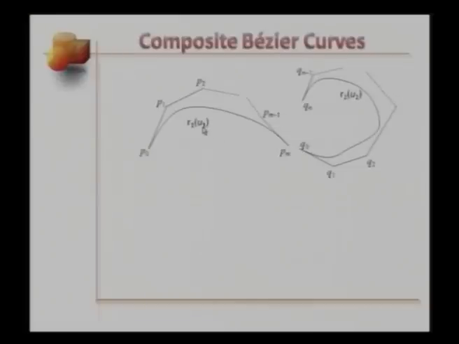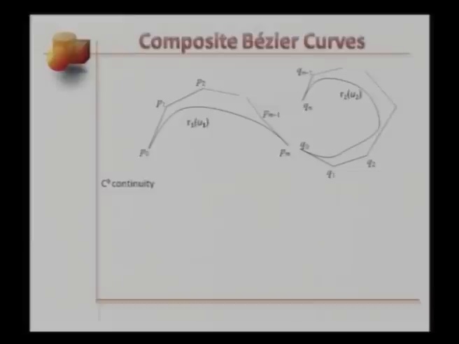And of course, these parameters u1 and u2 are not dependent on each other. They are independent in the sense that the values of u1 would not dictate the shape of the curve of this segment, and the values of u2 will not govern the shape of this segment.